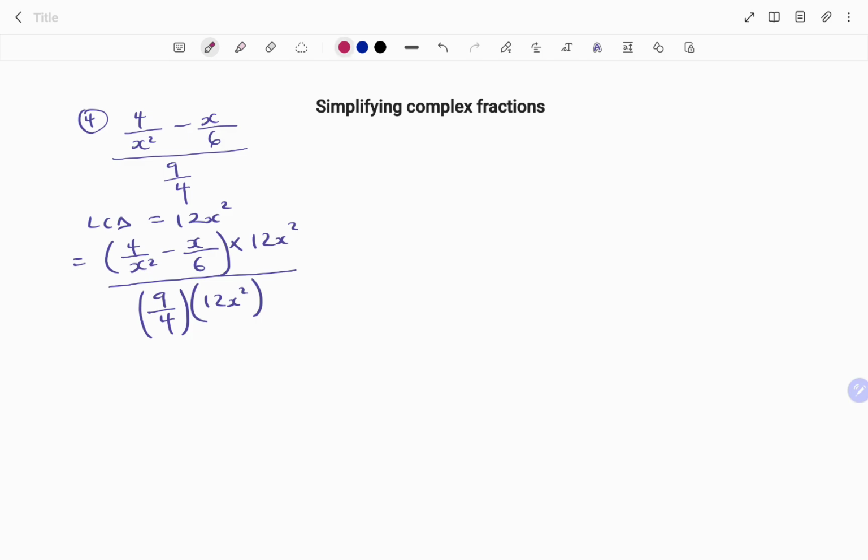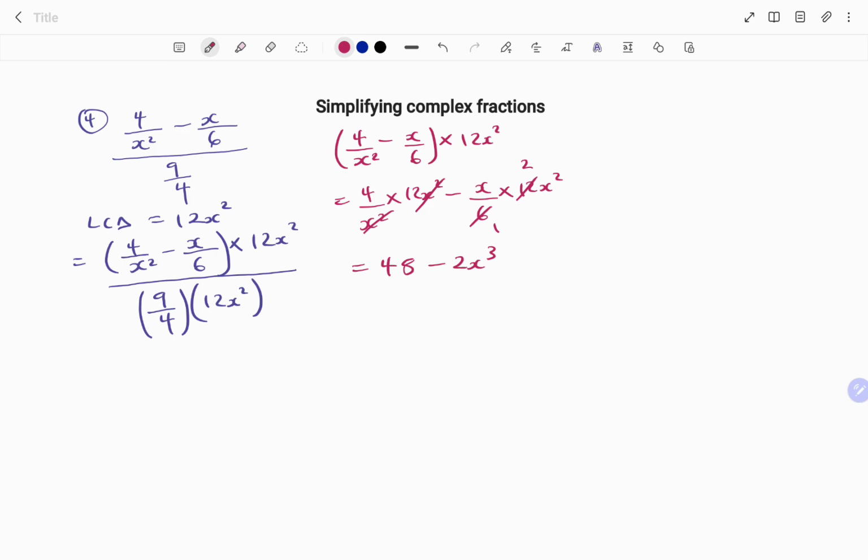For the numerator, I'm going to have 4 over x squared minus x over 6 multiplying 12x squared. 12x squared is going to multiply all the terms in the bracket, so that will be 4 over x squared times 12x squared minus x over 6 times 12x squared. x squared cancels, 6 here 1, 6 here 2, 4 times 12, that's going to give me 48, minus 2 times x squared, 2x cubed, all over 1.